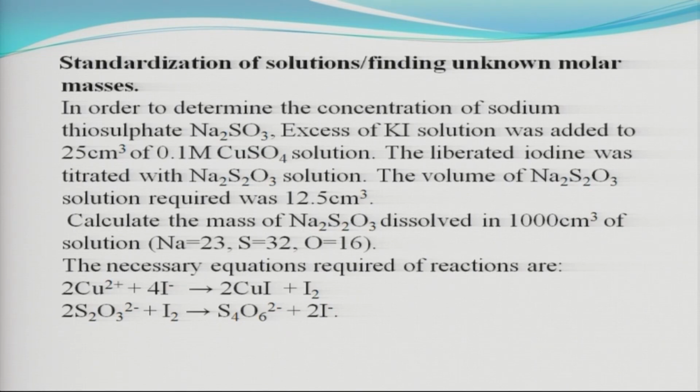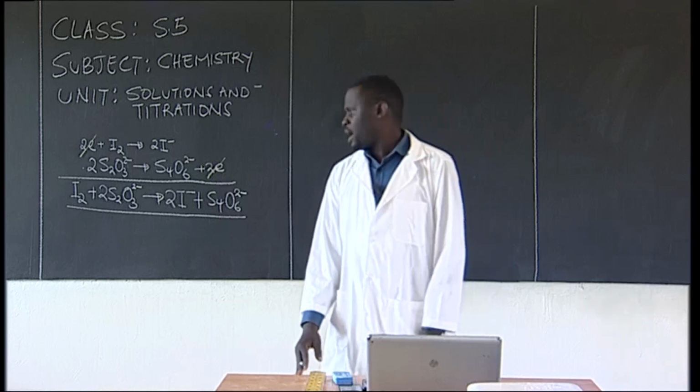Let's see how we can calculate the mass. When they say calculate the mass of sodium thiosulfate dissolved in 1,000 cm³ of solution, it means they are asking us to calculate the concentration in grams per liter. So let's quickly go to our calculation.